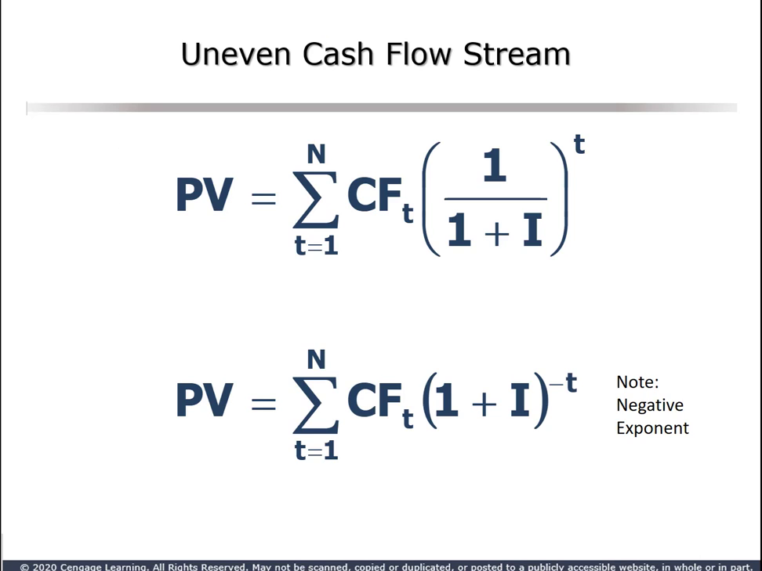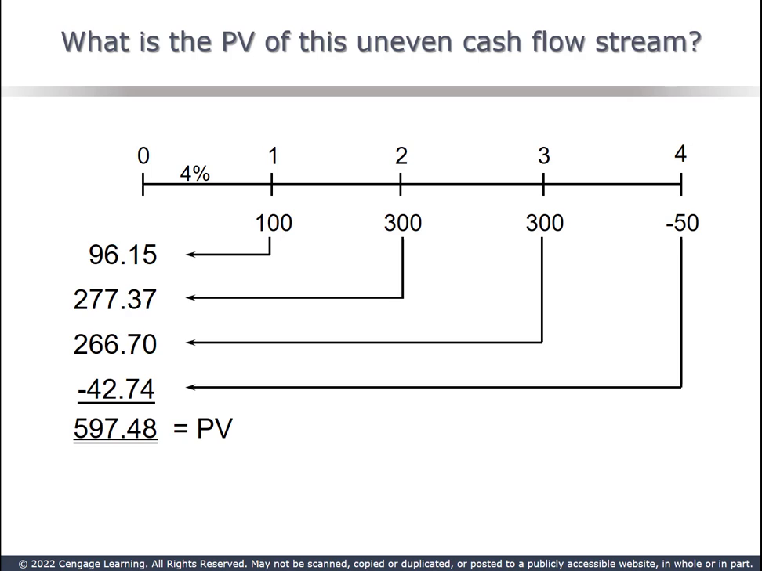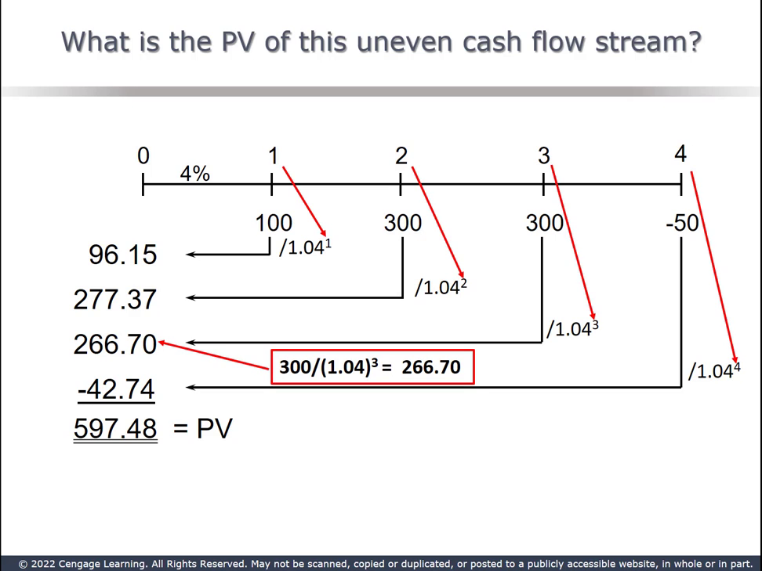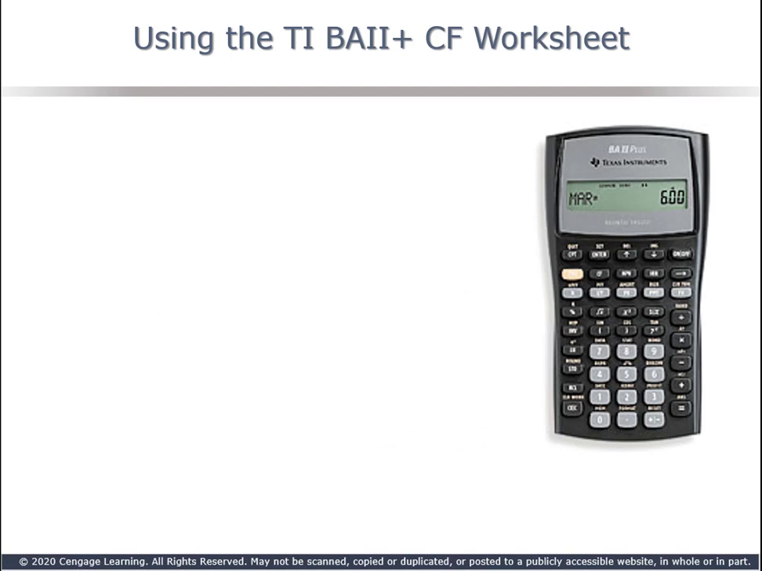To find the present value of an uneven cash flow stream, you basically discount each cash flow appropriately and sum the discounted values. Note that the present value formula can be presented in two ways, with division and with multiplication involving a negative exponent. Taking the most fundamental approach, each cash flow is discounted back to time zero and summed. This can be done either using the formula, 300 divided by 1.04 raised to the third power, or using the TVM keys. Either of those methods are a bit cumbersome.